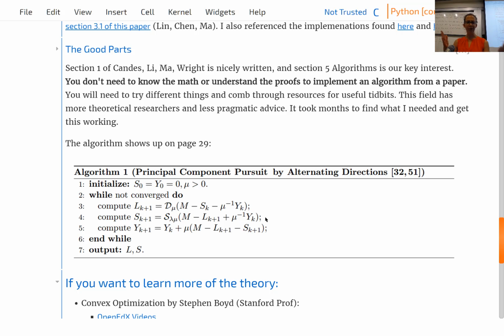Sorry, I should say the alternating aspect is to estimate the low rank one. You're taking your full matrix minus the sparse one, kind of minus this error that you're keeping track of. Then you alternate back to estimating the sparse one, which is the full matrix minus the low rank one. You're going back and forth, estimating the low rank one using the sparse one, and vice versa.